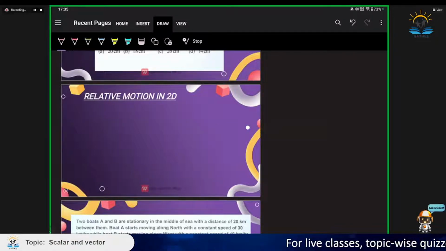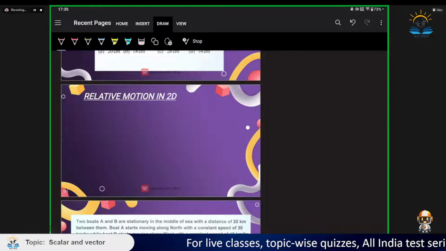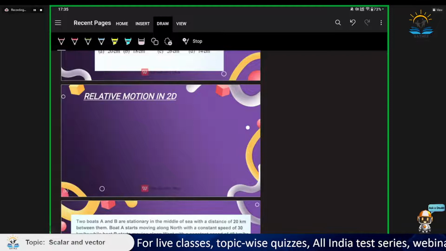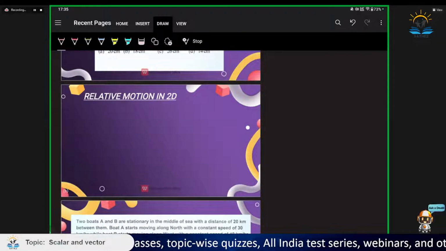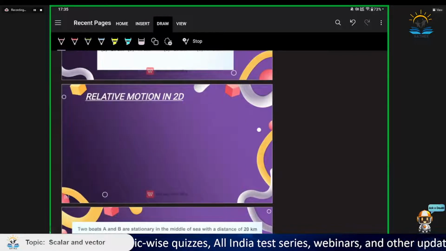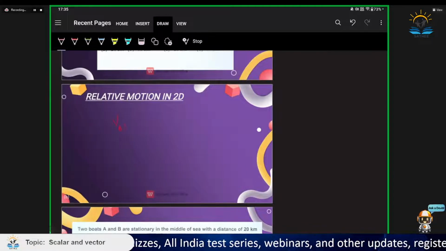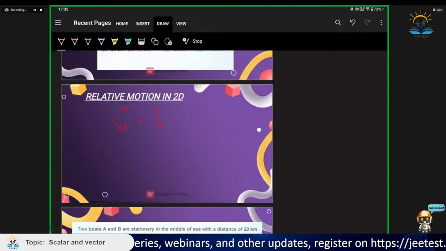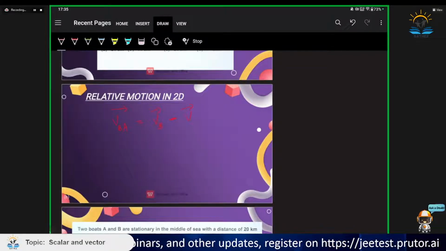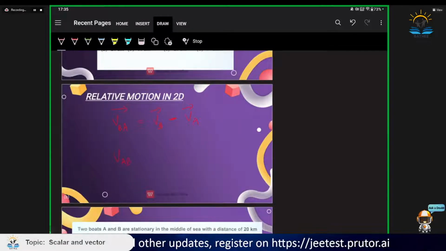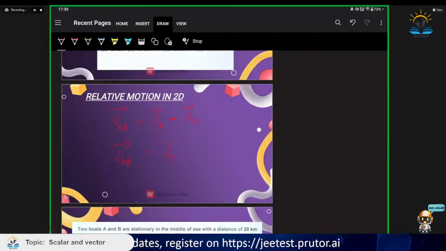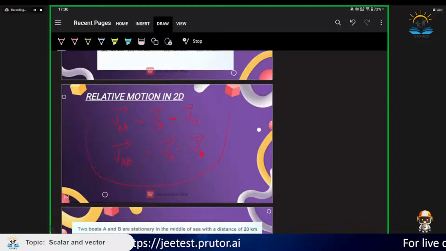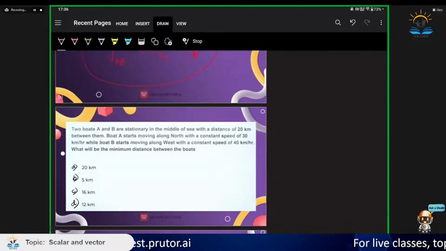Okay, so next let's study relative motion in 2D. We know that V_AB, the velocity of A with respect to B, is velocity of A minus velocity of B. Again, velocity of B with respect to A is velocity of B minus velocity of A. But in 2D, we have to apply this in vector form. So vector V_BA equals vector V_B minus vector V_A. Easy. Okay, let's solve problems.